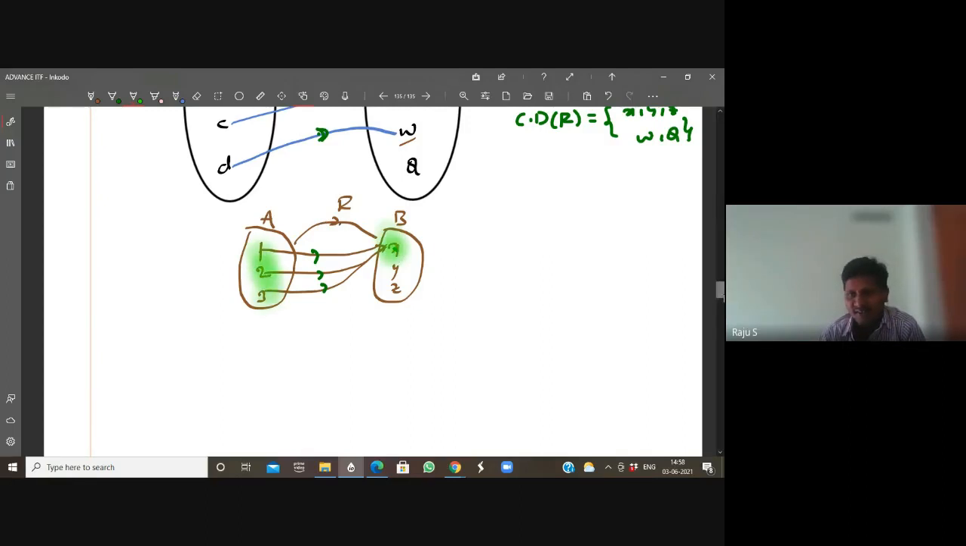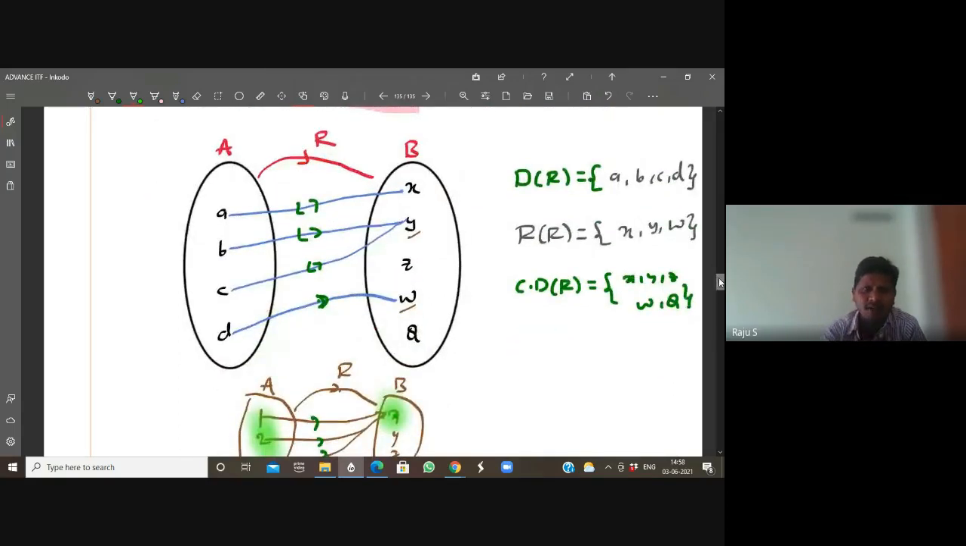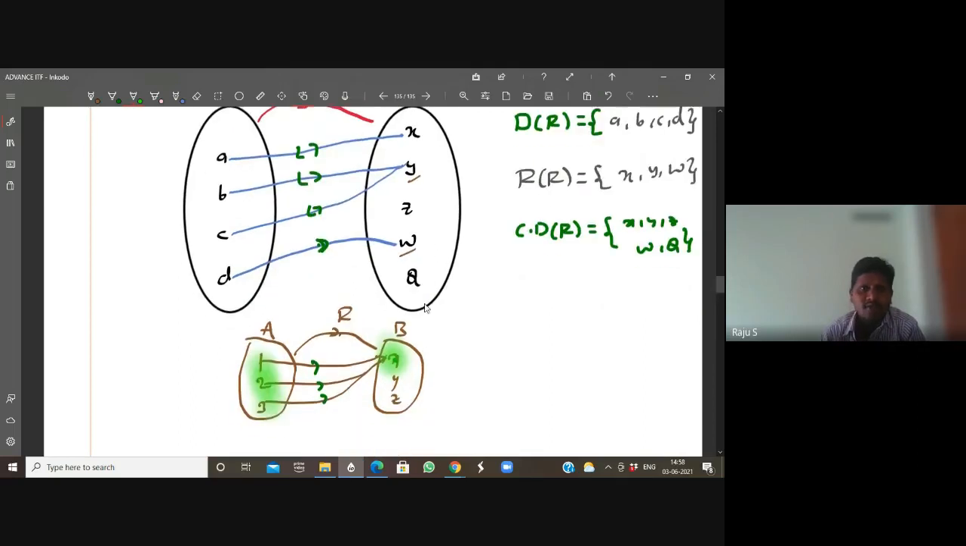Fine, students. I hope that you understood what is meant by relation and what is meant by function. Relation we can take like B is mapping to Z, C is mapping to Q. We can take many ways. This is also a relation, but is it a function? No, not a function. It is just a relation, but it is not a function.